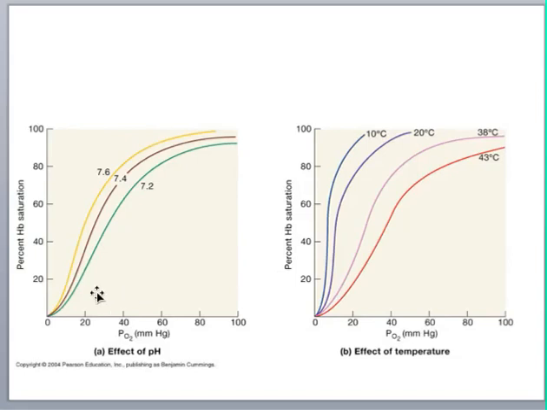First, let's look at the pH effect. There's our normal pH of 7.4 in regular, normal blood. Now, in the actively metabolizing tissues, the pH would be 7.2. And so let's just look at if the percent hemoglobin saturation is 80, right about here, in normal pH of blood.